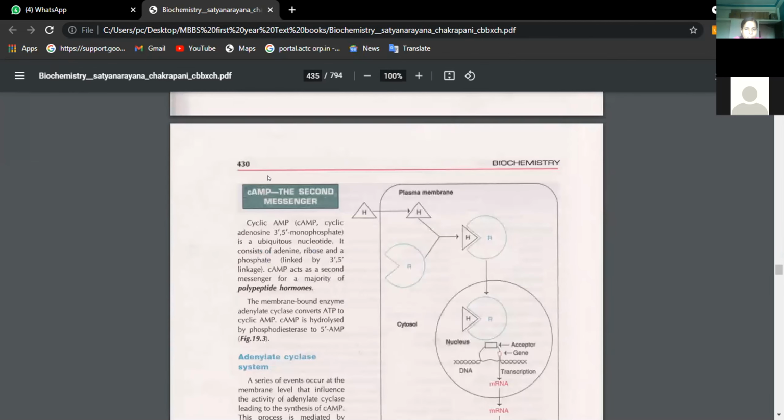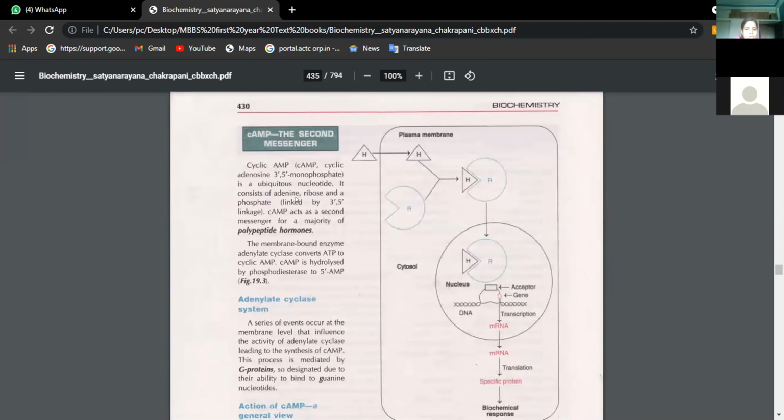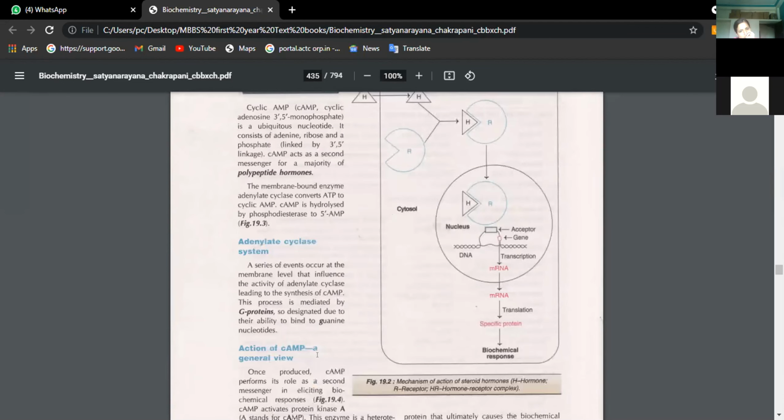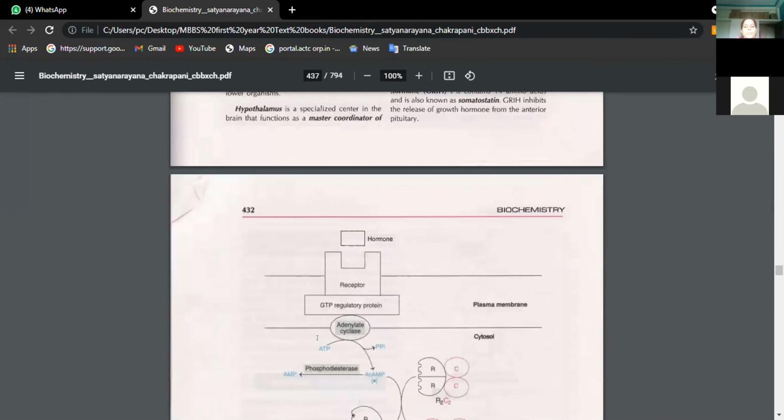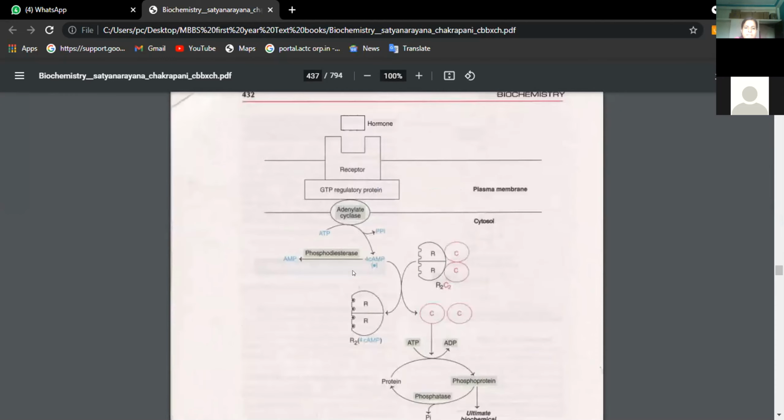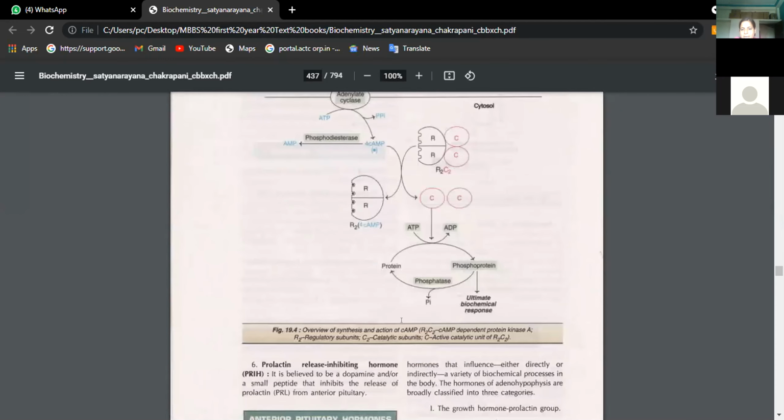Now group 2 actually acts through the second messenger, cyclic AMP. Under this we have G proteins also. The process is mediated by G proteins, so designated due to their ability to bind with guanine nucleotides. In the definition of G protein, I told you. So group 2 acts through cyclic AMP. Let us see how they act. Okay, this is group 2, mechanism of action of cyclic AMP. This is the mechanism of action of group 2, beta.